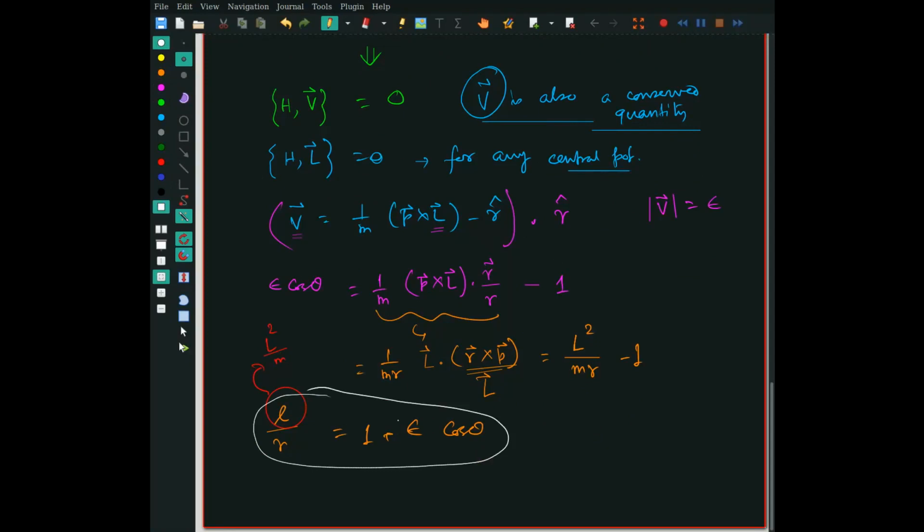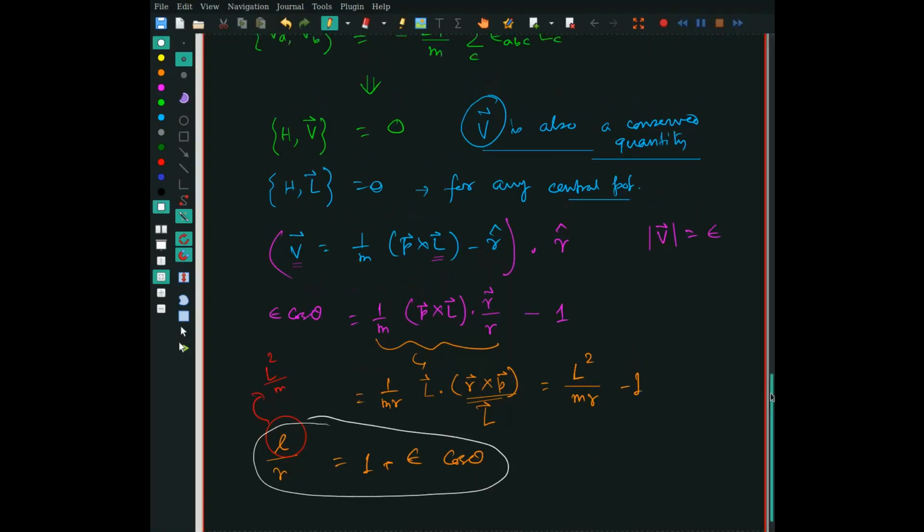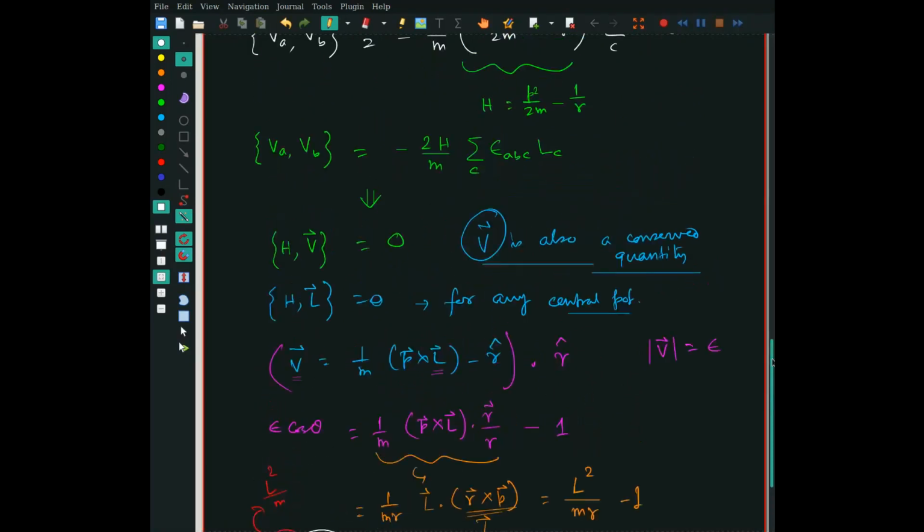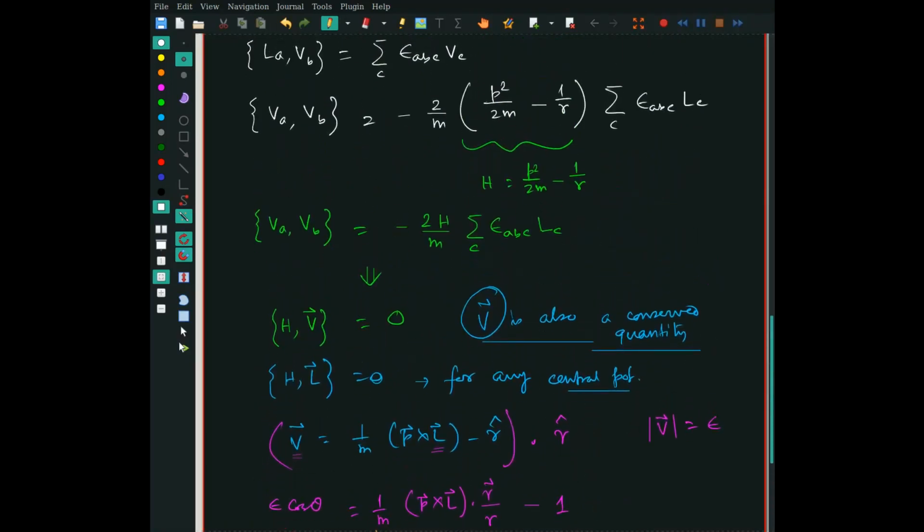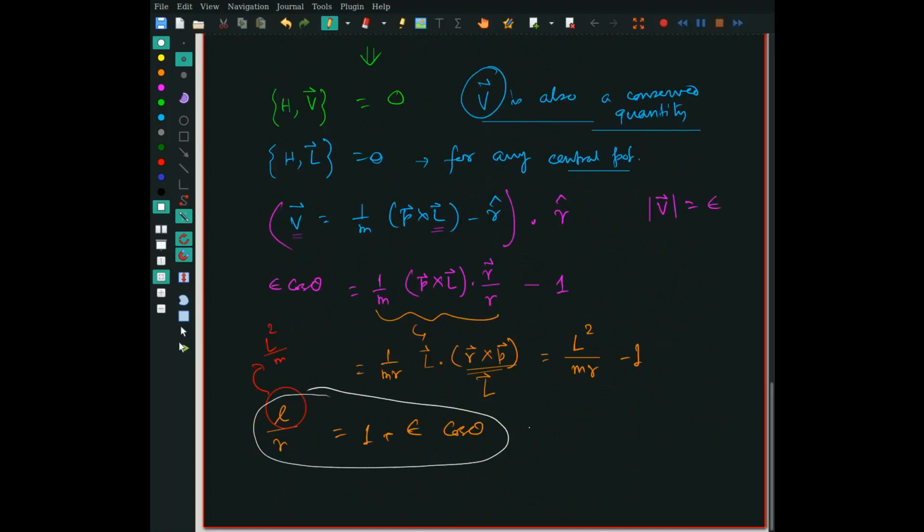Particularly if epsilon is less than 1, then it is an ellipse. That is the reason why, if you study the motion of a particle under an attractive 1 by R potential, the equation of the orbit turns out to be a conic section, in particular an ellipse. So using the Laplace-Runge-Lenz vector, your calculation becomes simple. But there is more.